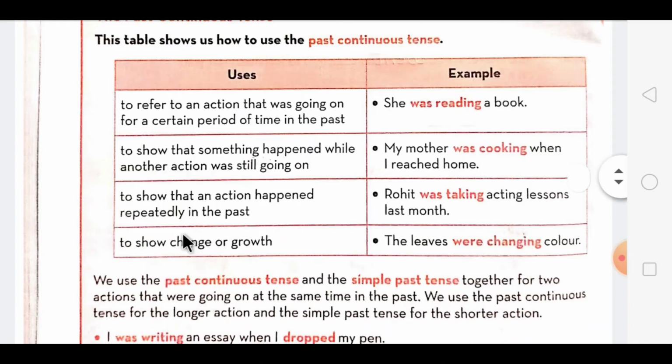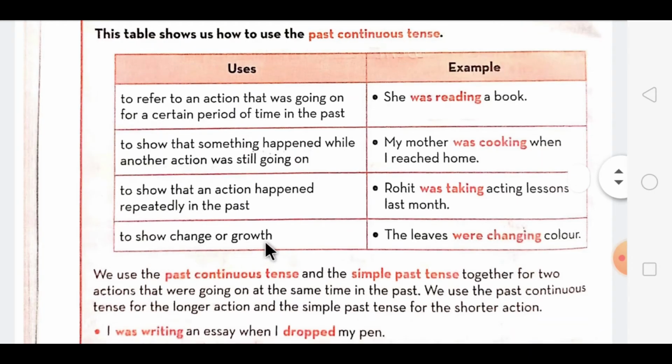And the last one, to show change or growth, means the leaves were changing colors. To talk about growth or changes that are happening, we use the past continuous tense.